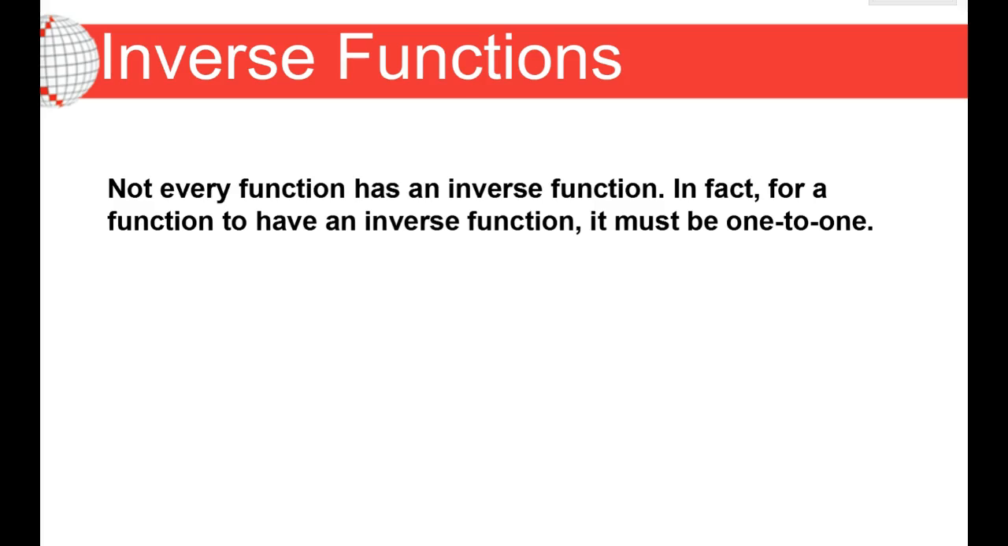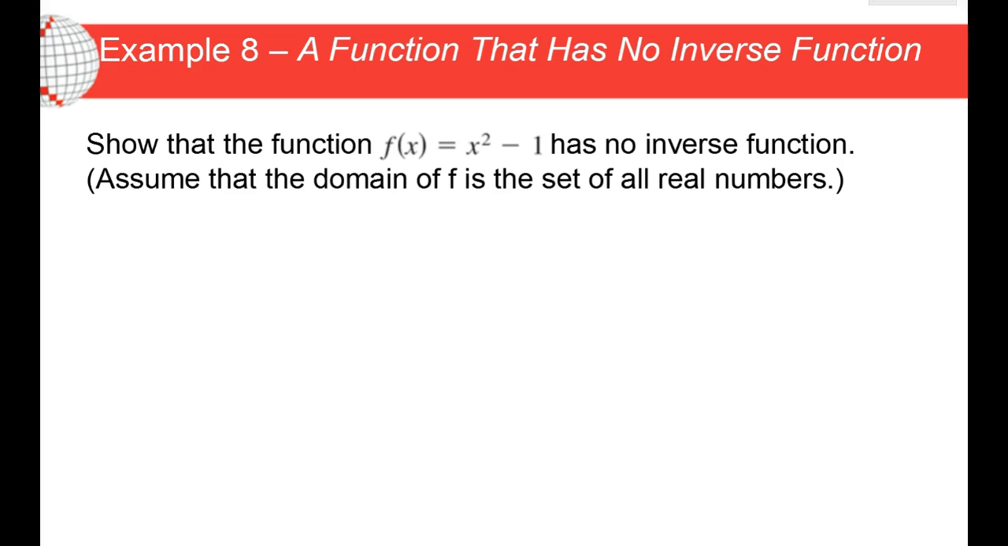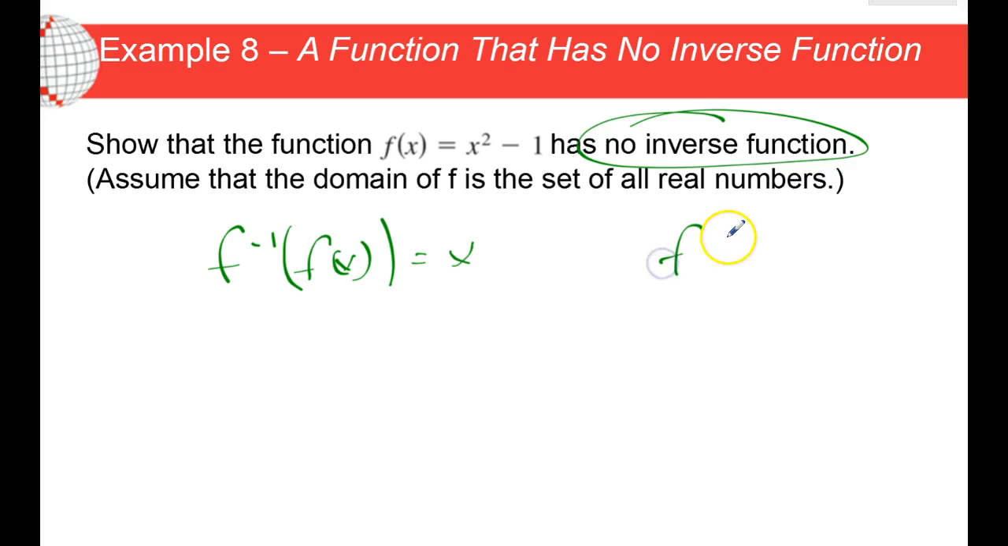Not every function has an inverse function. In order for a function to have an inverse, it has to be one-to-one. Remember, a one-to-one means the vertical line test passes and the horizontal line test passes. Here is an example where it does not have an inverse. And you could try that same f inverse of f at x and see if it equals x, and test f of f inverse and see if it equals x, and it won't happen.